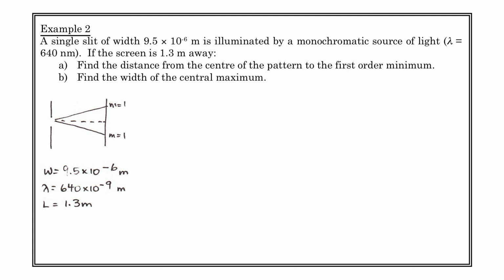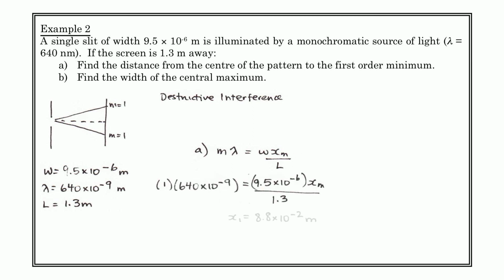So I know what the width is, I know what lambda is, I know what L is, I'm trying to find x. This is destructive interference because I'm asking for a minimum, and I say m lambda, because this is the condition for destructive interference when we're talking about diffraction, is equal to W xm over L. I sub in the numbers, and I get 8.8 times 10 to the minus 2. Okay, so about 8.8 centimeters. And in part B, it says find the width of the central maximum. Well, if I found the distance from the center of it to the edge of it on this side, then the width of the central maximum is simply 2 times this distance that I just found. And I get 2 times 8.8 times 10 to the minus 2, which is 17.6 centimeters.